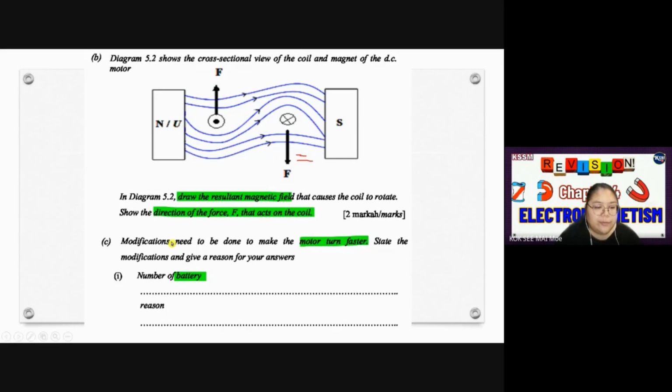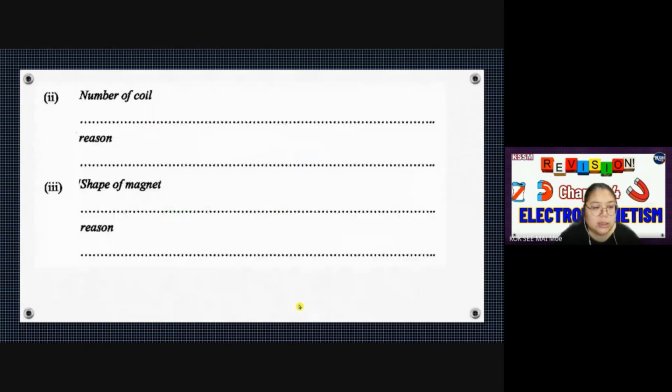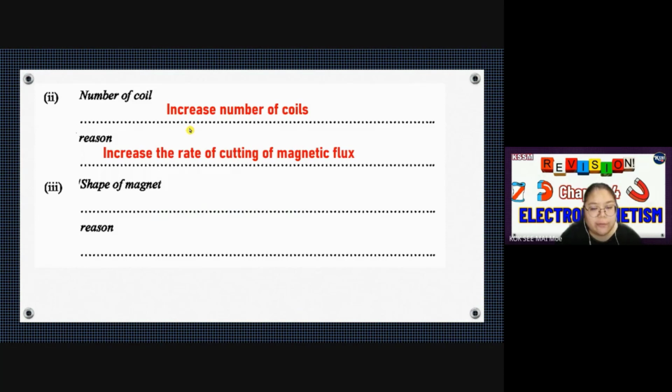From here, the first one asks about the number of batteries, so you answer increase the number of batteries. The reason you increase the battery is because more current can flow through the circuit. This is why I increase the current. Number 2 is surely the battery. Next, they ask about the coil first. The number of coils must be more, so increase the number of coils. The reason is that when I increase the number of coils, the flux cutting is higher. So I answer: increase the rate of cutting magnetic flux.